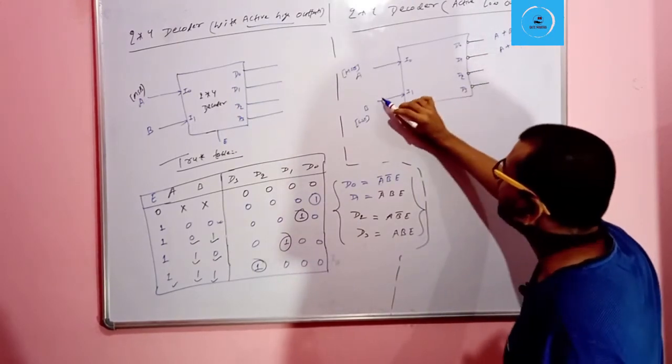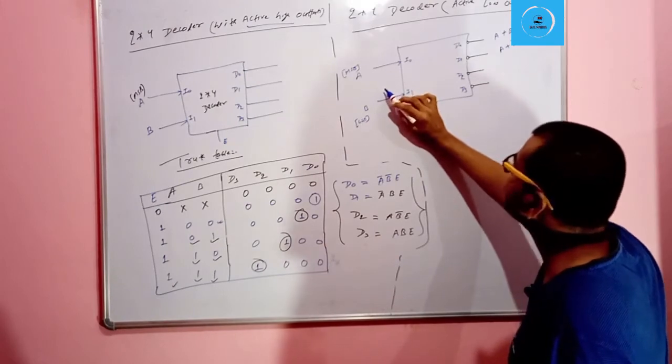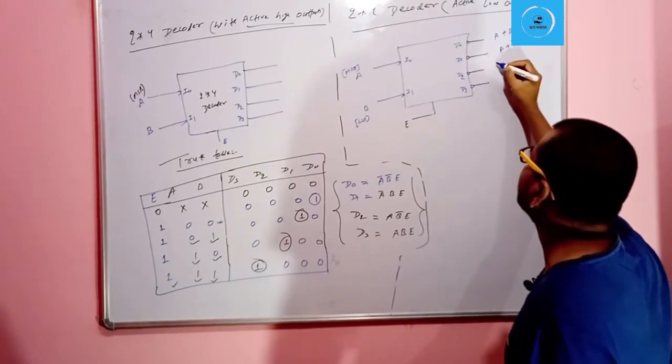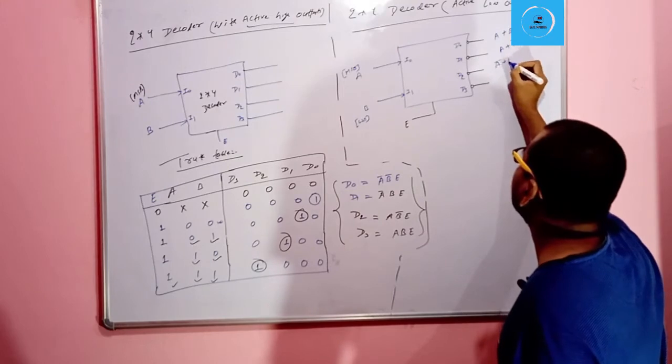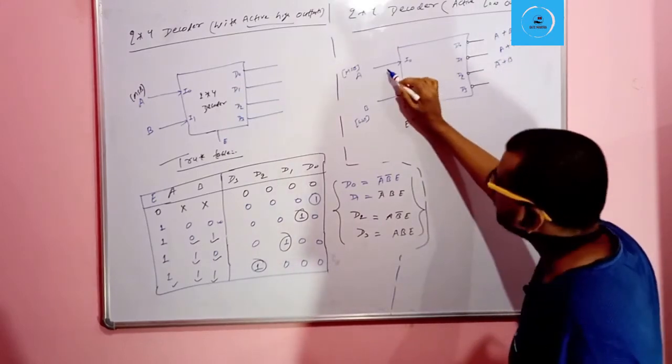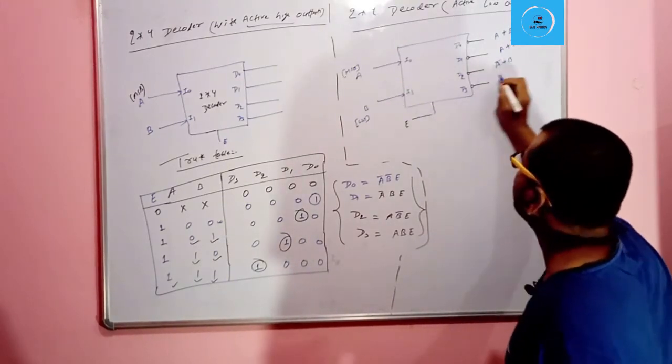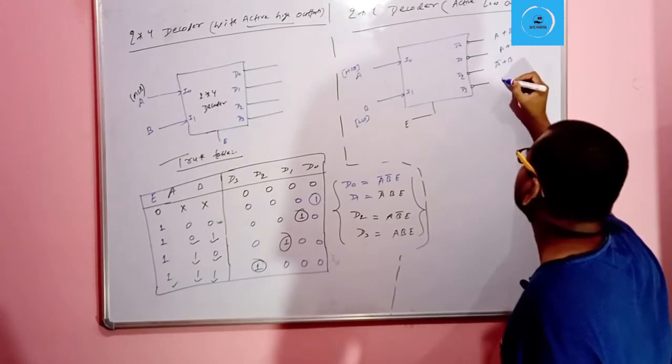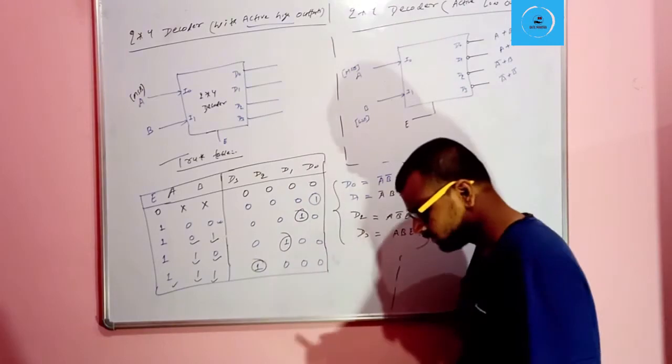If AB is equal to 10, then D2 will be selected and the expression for D2 will be A bar plus B. And if AB is 11, then D3 will be selected and the expression for it is A bar plus B bar.